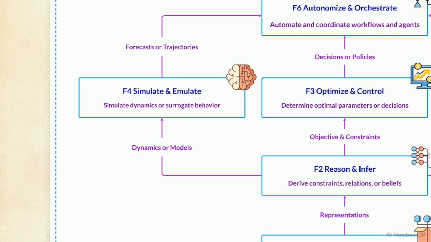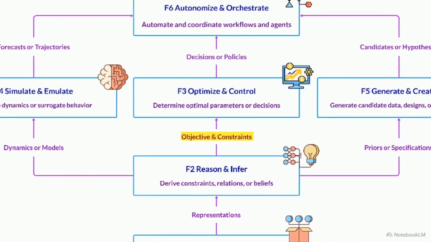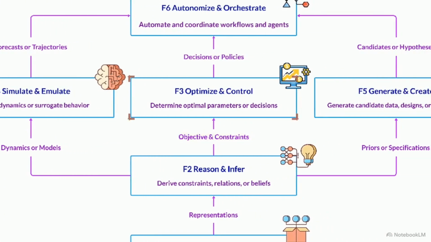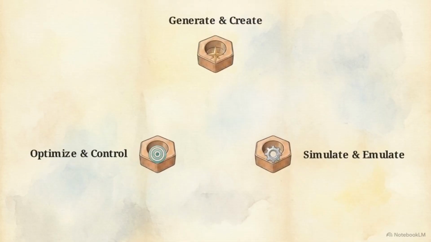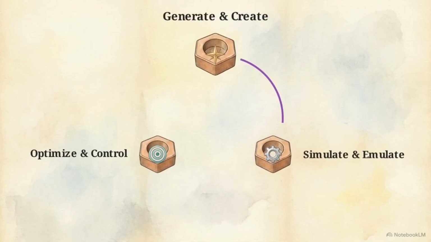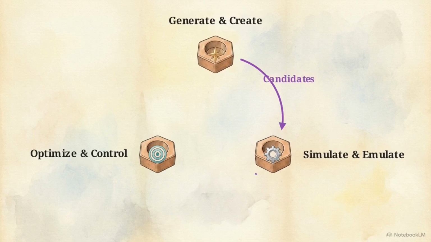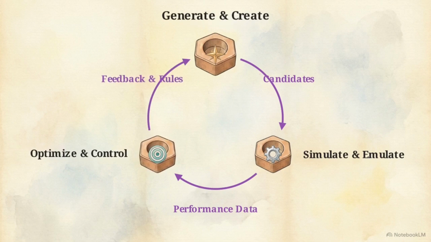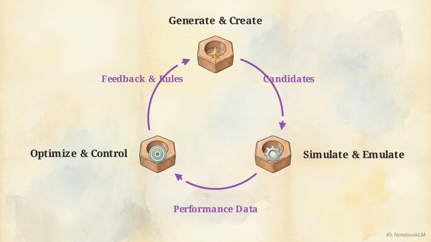in a real lab. In the center is Function 3, optimize and control. The system evaluates the simulated forecasts against its initial objectives, adjusting variables to optimize the molecule for safety and production cost. These lateral engines form a compositional loop. Generation creates candidates, which feeds simulation. Simulation yields performance data, which allows optimization. Optimization then dictates the rules for generating even better candidates on the next cycle.